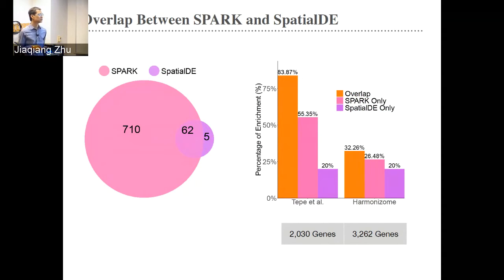The third validation we did is that we collected a gene list of 3,200 genes from the Harmonizome database. Those genes are functionally related to the mouse olfactory bulb.